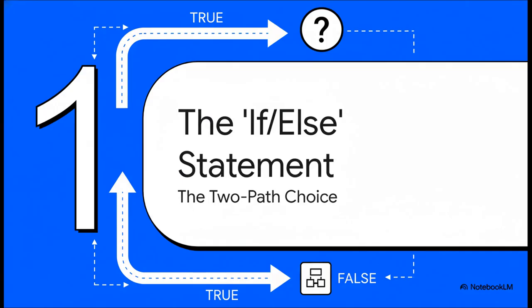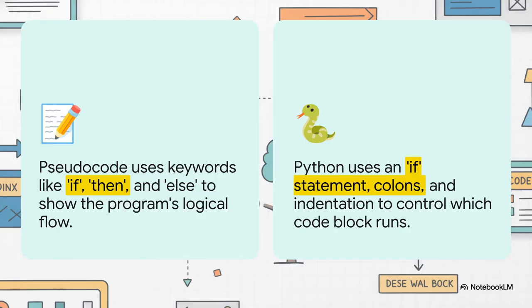So the first tool in our toolkit, and honestly, the one you use all the time, is the if-else statement. The easiest way to think about it is like a fork in the road. Your program is walking along, it gets to the fork, it reads the signpost, that's the condition, and it knows whether to go left or to go right. Simple as that.